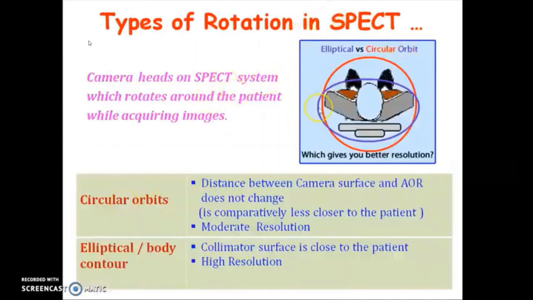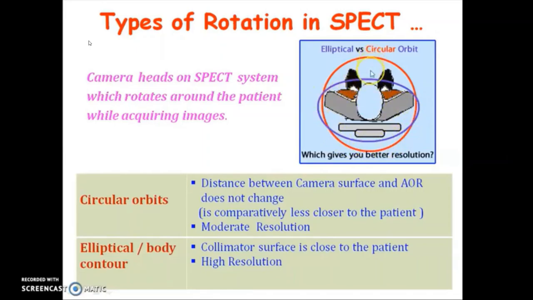There are two types of rotation in SPECT imaging. One is called circular orbit rotation, the other is called elliptical body contour rotation. What is a circular orbit? Can you see the red color? It moves in a circular fashion. Here, the distance between the camera surface and the patient doesn't change. In all directions it is going to be the same.